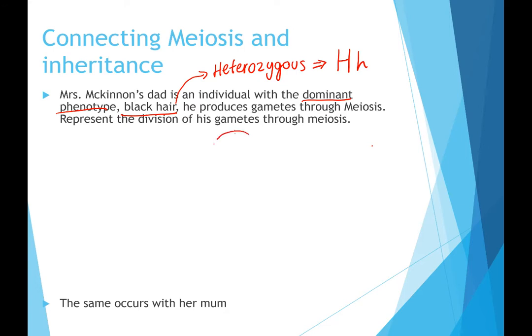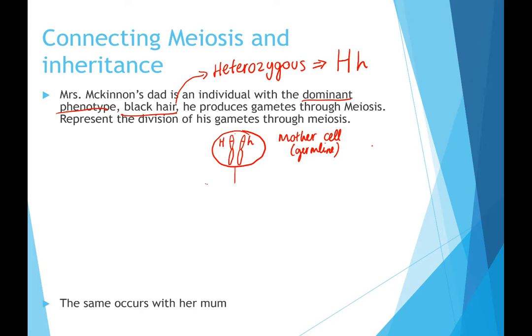So initially, Mrs. McKinnon's dad has a mother cell, and this specific mother cell is from his germ line, which just means that it is in his gonads. Okay, it's going to produce spermatozoa. And inside of that, we're going to oversimplify it, and we're going to show two chromosomes. Okay. And those two chromosomes are going to have the hair color allele on them. One of them's going to have big H, and one of them's going to have that little h. Okay? All right, let's do this.